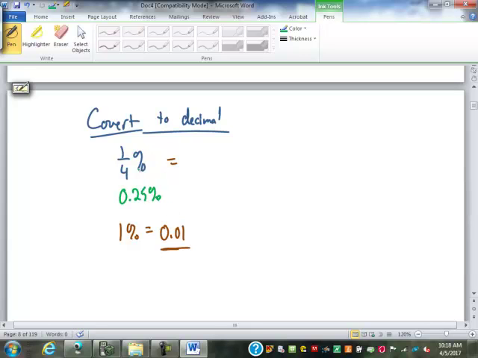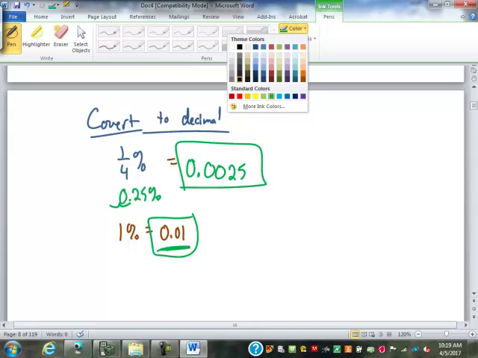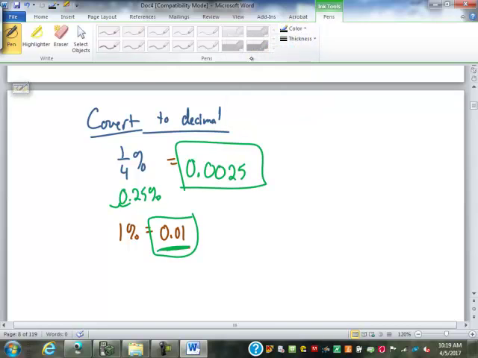Just change it from a fractional percent to a decimal percent. To change it to just a decimal, we still have to go 2 more spots. So 0.0025. Which makes sense. It's smaller than the 0.01 from the 1%. This is something we'll go over a little bit more tomorrow. Tomorrow we'll actually look at calculating exactly, rather than doing these estimates and benchmarks.